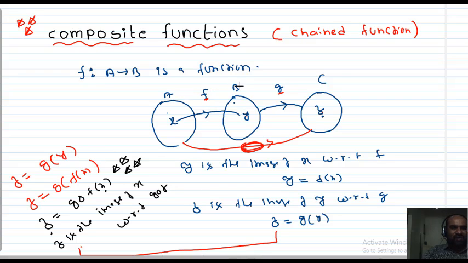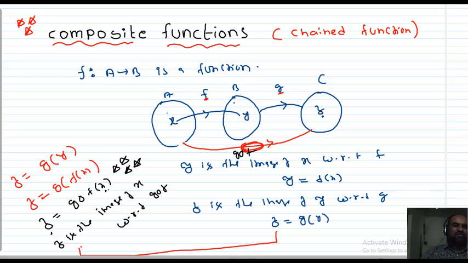So what happened? F is from A to B and g is from B to C. The new function exists from A to C, it's A to C only, because Z is the image of X. Z is in C and X is in A. What is the meaning of that? This is a new function from A to C. The new function is called g circle f. I will write here g circle f.